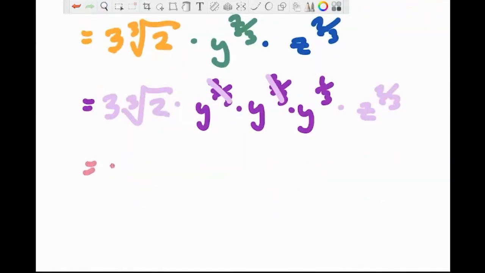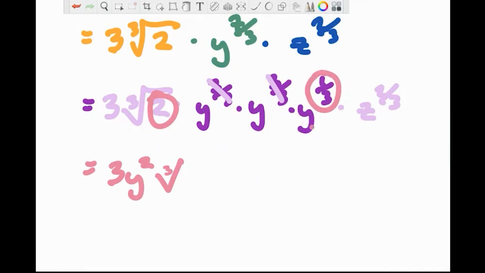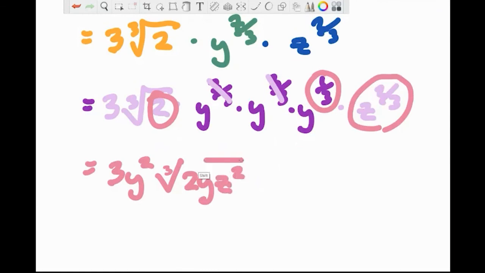Okay, so your final answer should be 3, and then there's 2 y's, so I'm going to write y squared. And then it's the cube root. There's a 2 here. And then this is technically a cube root as well because it's to the 1/3 power, so I'm going to put a y in there. So it's a 2 and a y. And then this one is z squared. It's really just z squared to the 1/3 power, so I'm just going to put a z squared in here. It's all under the cube root. It's in radical form. So we're officially done with this one.